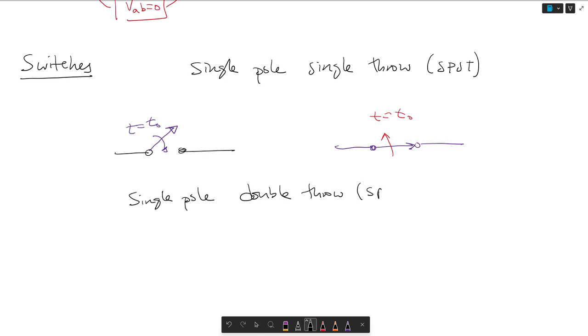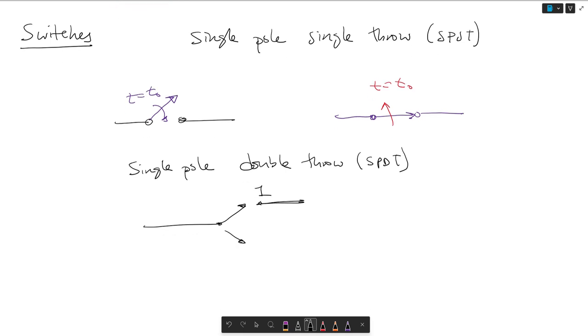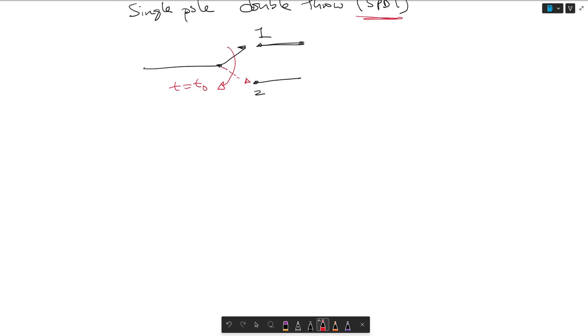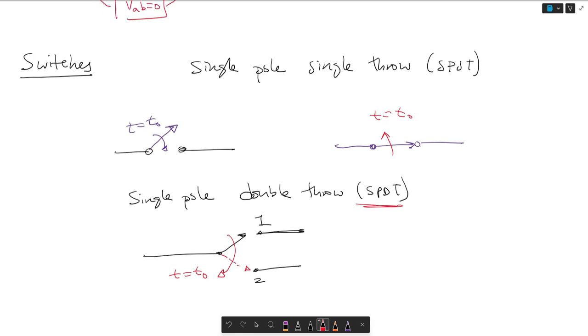And another type of switch that you can have is a single pole double throw, and this is an SPDT. Essentially how that works is there's two terminals, terminal 1 and terminal 2, where at a time t equals t0, we make our switch move to terminal 2. So this is what you call an SPDT switch. And that's really all for switches.